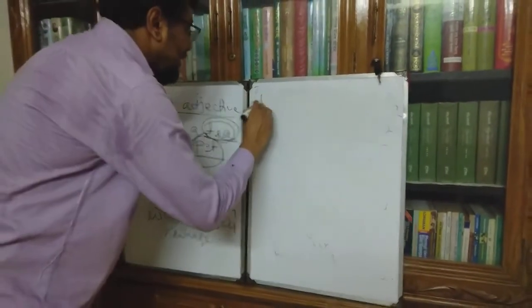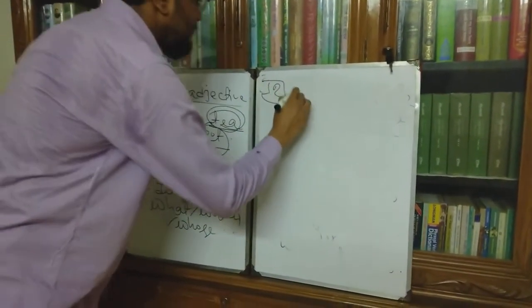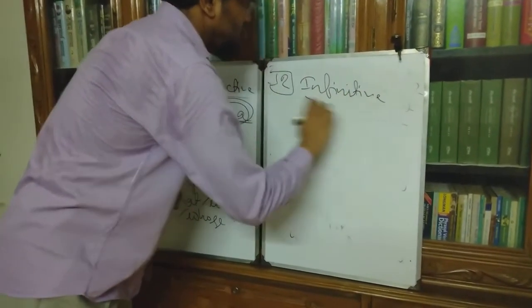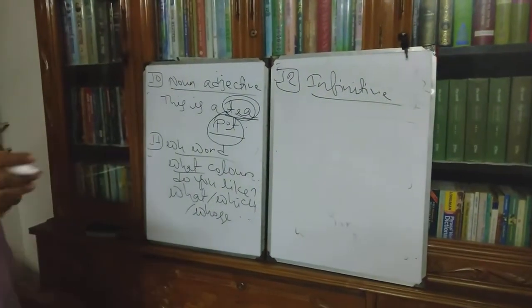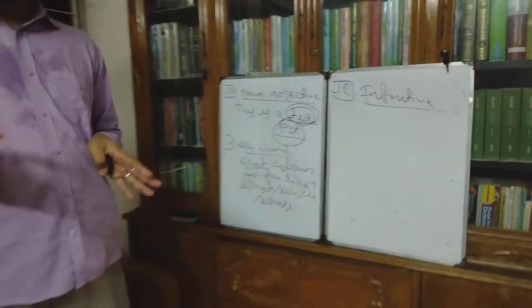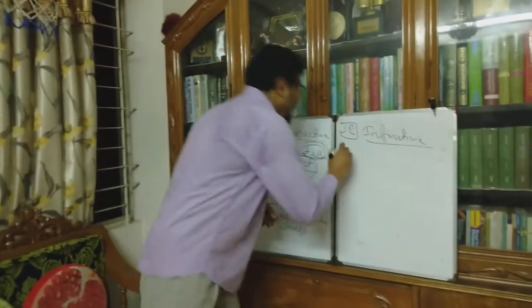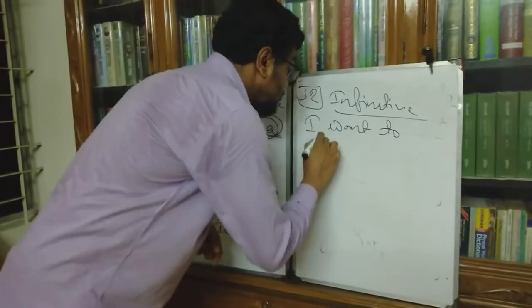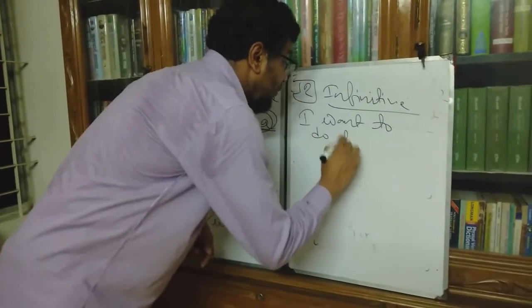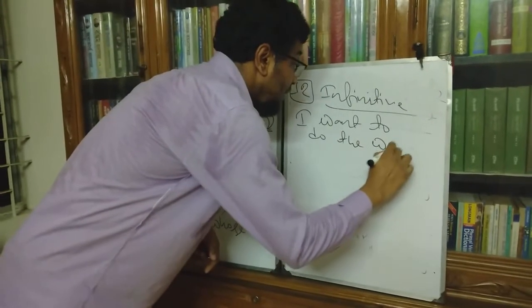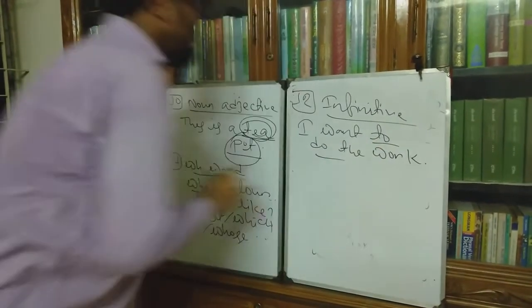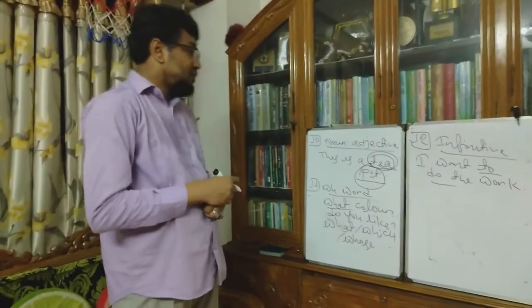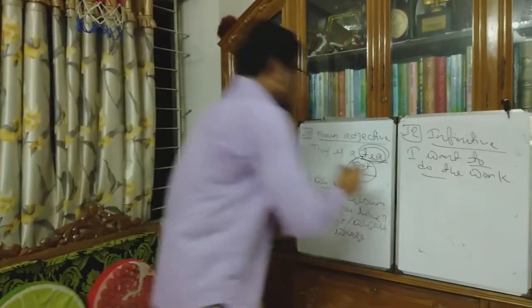The next one is infinitive. Even infinitive can also be used as pre-modifier. Infinitive, you all know, is to plus present form of the main verb. I want to do the work. To do is an infinitive. It is used here as pre-modifier.